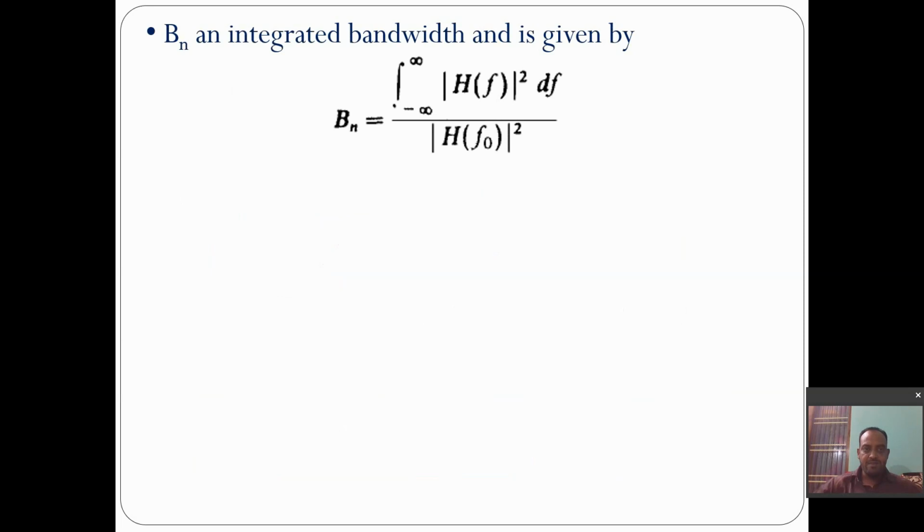Going to define Bn. Bn is the integrated bandwidth. It is given by the integral from minus infinity to infinity of |H(f)|² df divided by |H(f0)|², where H(f) is the system response at the current operating frequency f, and H(f0) is the response at highest performance. If you plot the resulting graph, it may show a highest peak at some particular frequency. That frequency is this f0.